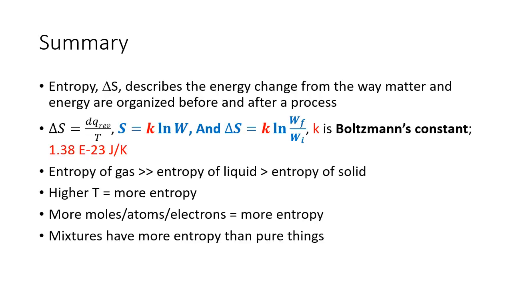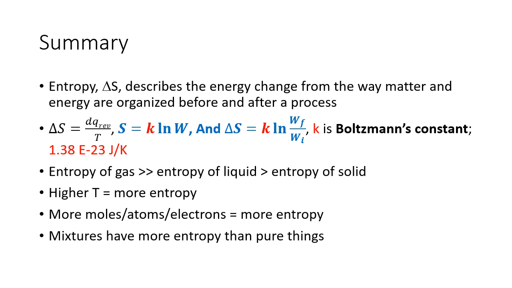Let's summarize what we found out. Entropy, or delta S, describes the energy change from the way matter and energy are organized before and after a process. Delta S is equal to dq reversible over T, where Q is heat and T is temperature in Kelvin. S is equal to K, which is Boltzmann's constant, times the natural log of the number of microstates given by capital W. Change in entropy is equal to K times the natural log of the final number of microstates over the initial number of microstates. And finally, K, Boltzmann's constant, is 1.38 times 10 to the negative 23rd joules per Kelvin.